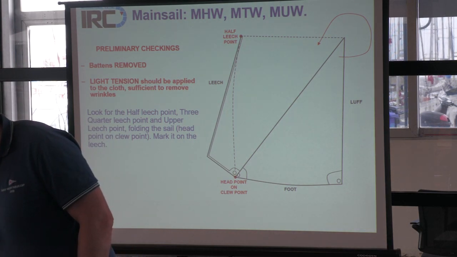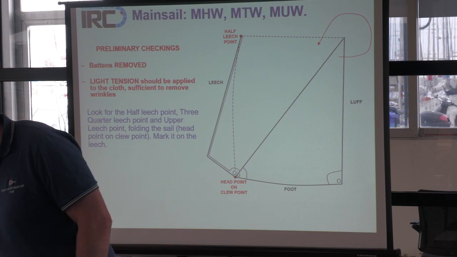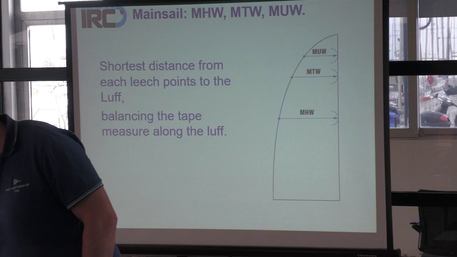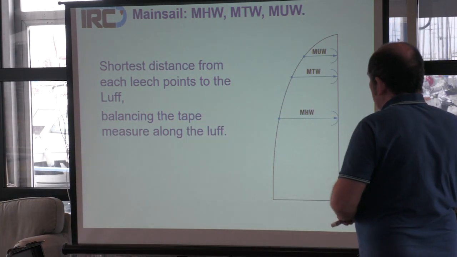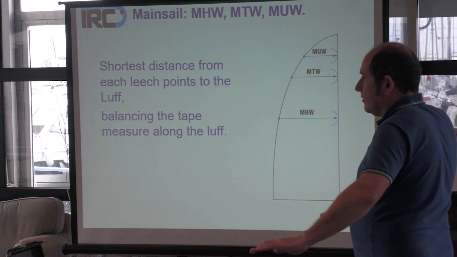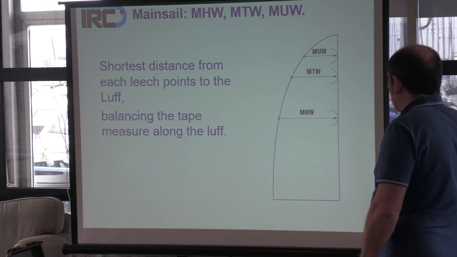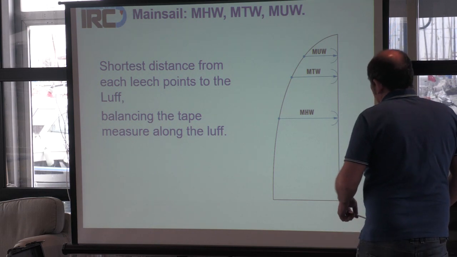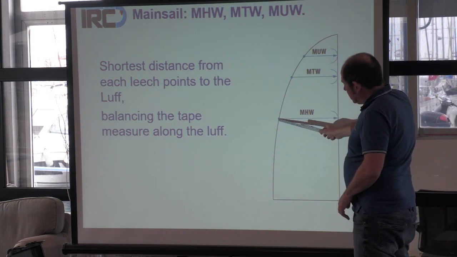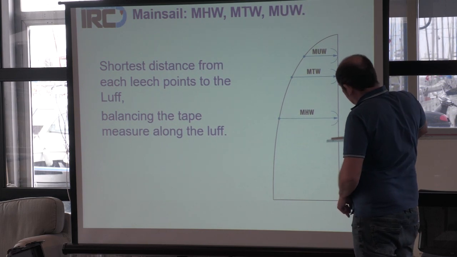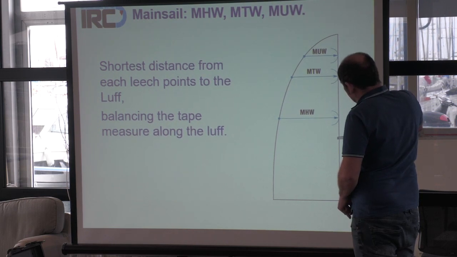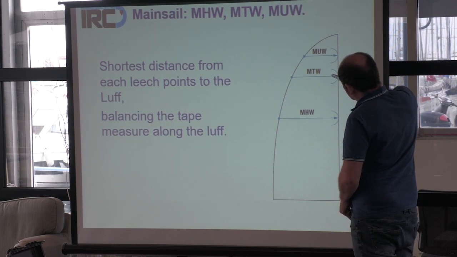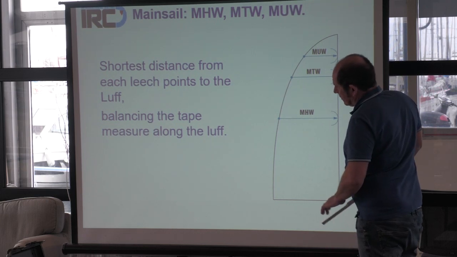When we have put marks at the middle, 3/4, and upper point, we are going to measure MHW, MTW, and UW, again with the sail on the floor. We will find MHW with 0 of the tape here, looking for the shortest distance, balancing the tape all along the leech. And the same for the 3/4 and the upper width.